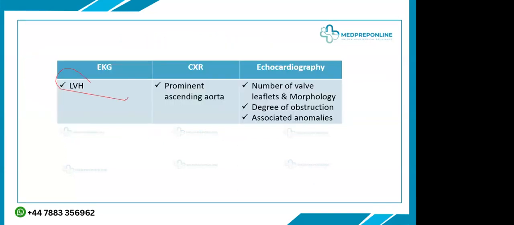On the EKG, there will be left ventricular hypertrophy, and on chest X-ray, you may see a prominent ascending aorta, otherwise it will be normal. And obviously on echocardiography, you will see the number of valve leaflets, what the morphology is, what the degree of obstruction is, and whether any associated anomalies, like I have told you, mitral stenosis or coarctation of aorta, are present or not.